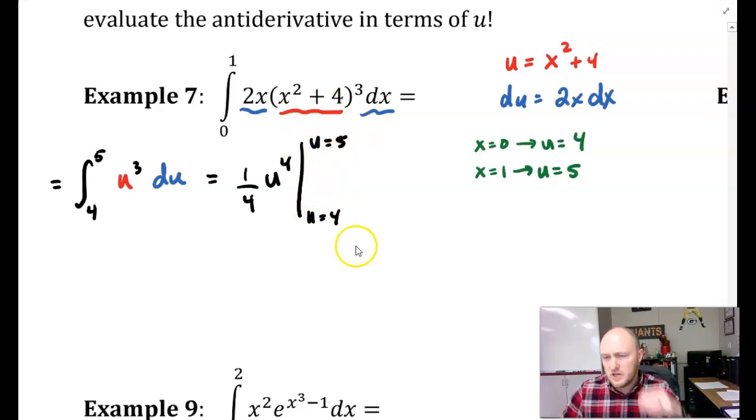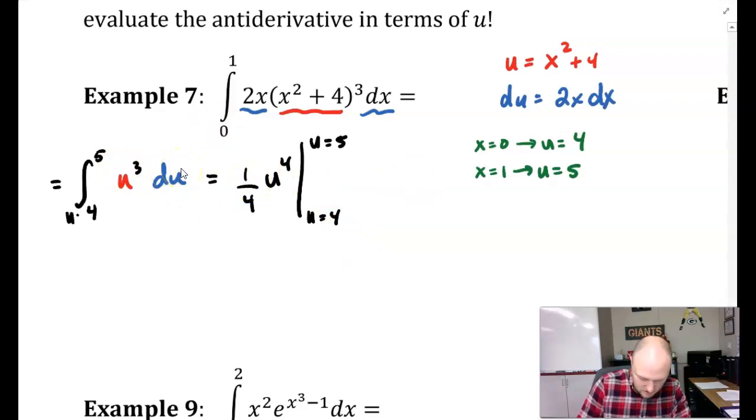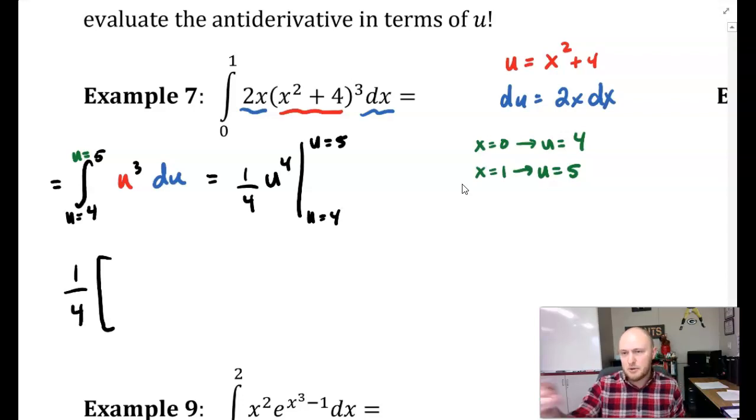I like putting the u equals there, at least in the beginning stages, to make sure you switched your limits. I guess I should have done it here. U equals, and I guess put this in green. U equals, okay. Now I'm just going to go ahead and evaluate. I'm going to plug this in. So I have 1/4. I'm going to leave that on the outside. And I'm going to plug in these values.